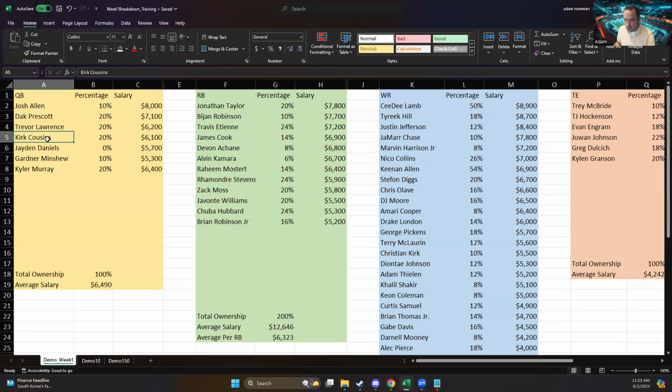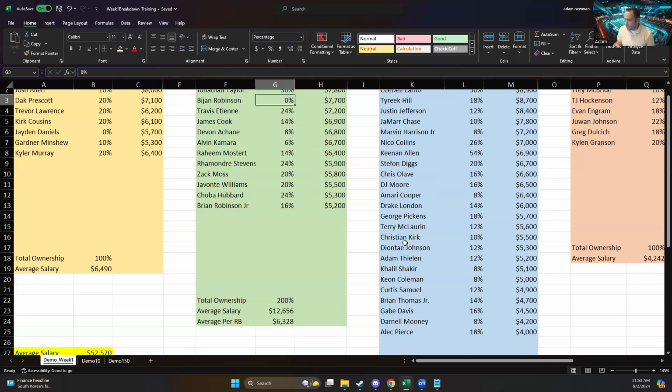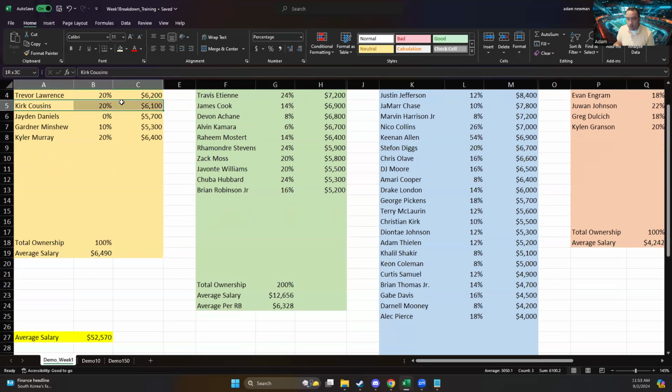Another example of this, I intentionally added this. I have Kirk Cousins at 20% ownership. I would probably double stack Kirk Cousins. And let's say I don't put Bijan in there. In fact, just for the sake of it, let's say I don't roster any Bijan in this side, right? So I better make sure I have 20%. If I'm 20% Kirk Cousins doubles, that means I need a 40% rostership for his pass catchers.